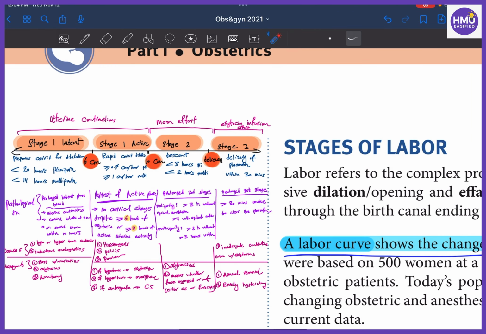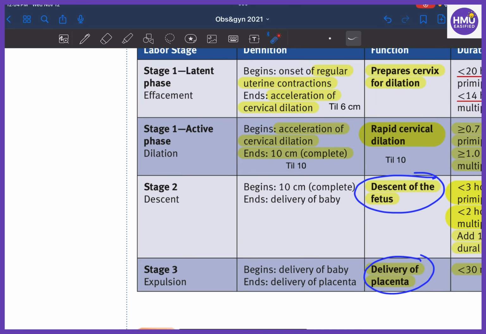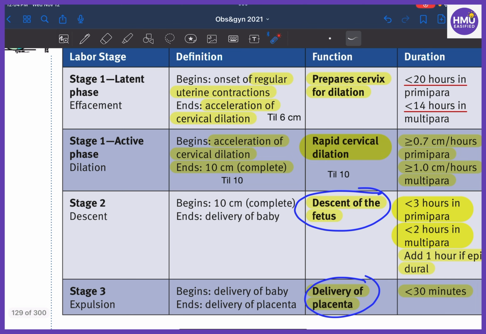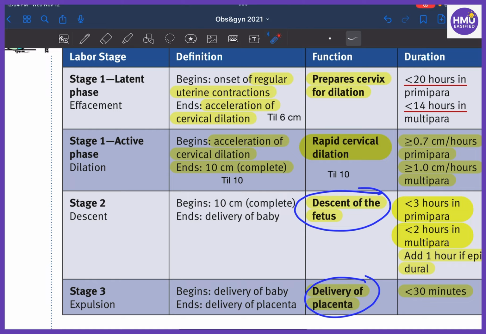Now we've ended the stage 1, okay? Now we go to stage 2. So stage 2, in some places it says this is expulsion, and here it says the stage 3 expulsion. I don't care about that. What I care about is that we have a stage 2 and we have a stage 3. In stage 2, the baby comes out. In stage 3, the placenta comes out. That's what I care about right now, okay?